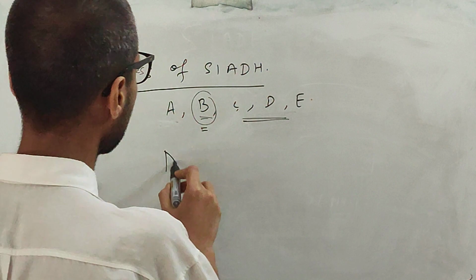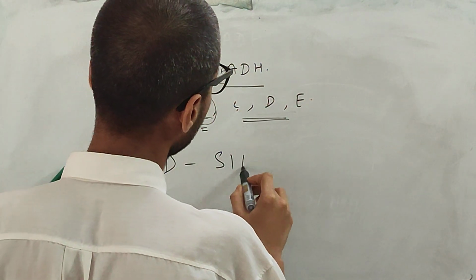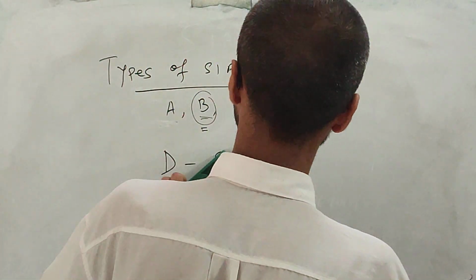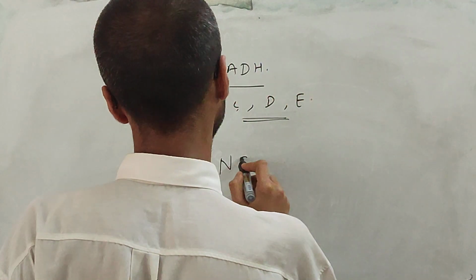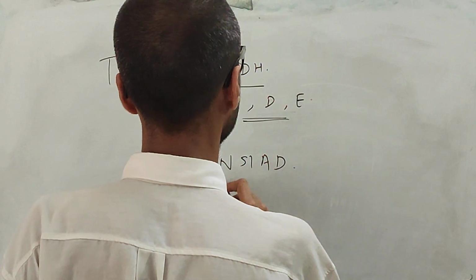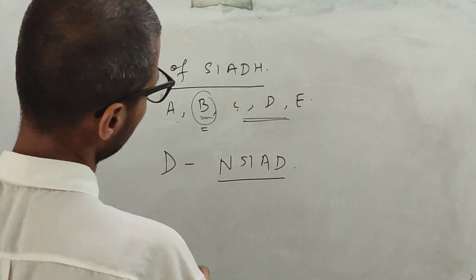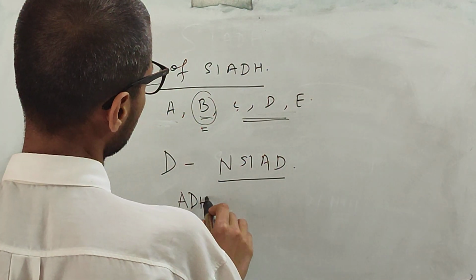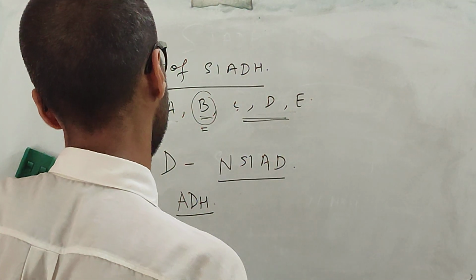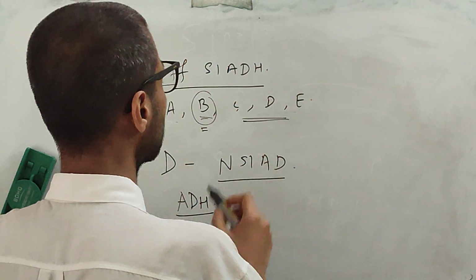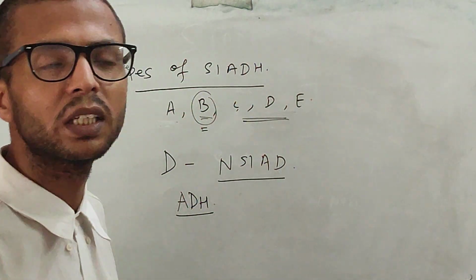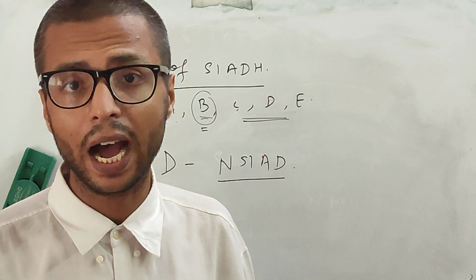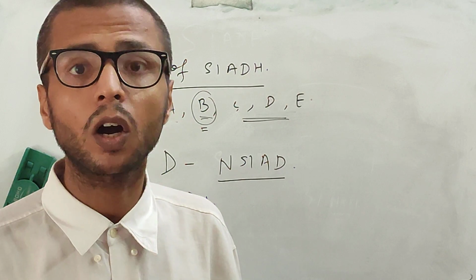Now type D SIADH. It is called syndrome of inappropriate ADH secretion. No, it is called nephrogenic syndrome of inappropriate antidiuresis. Here, if you check the serum ADH concentration, it is in the physiologic or normal range. But you see the picture like SIADH. So you may be thinking, oh, ADH is normal, it is not inappropriately high, then how does SIADH occur?